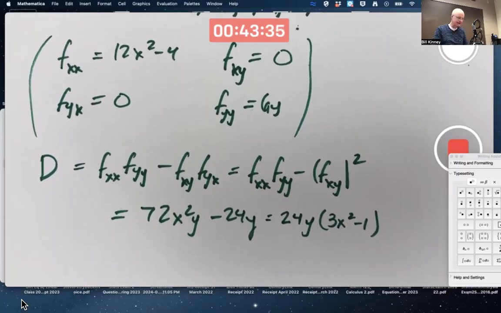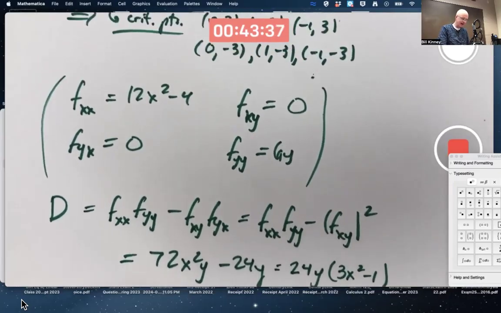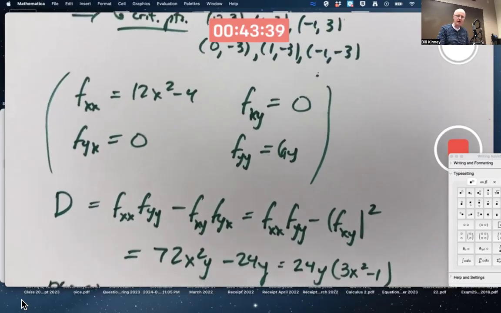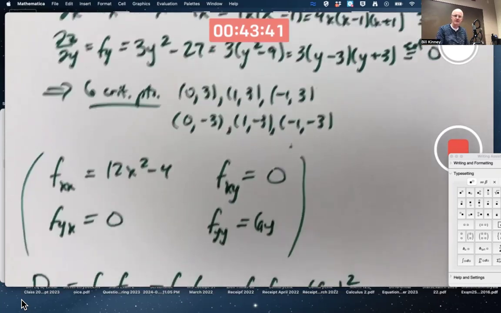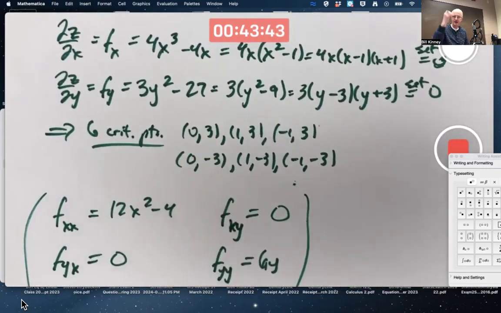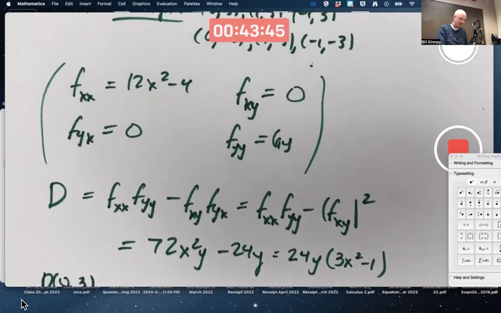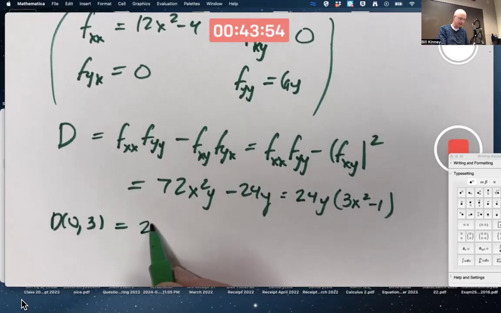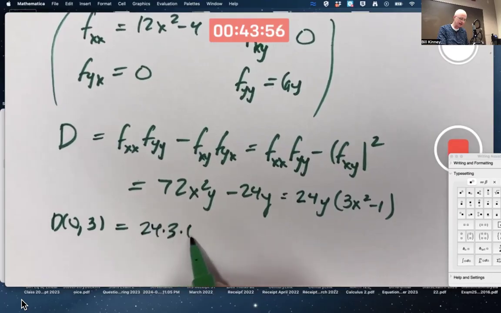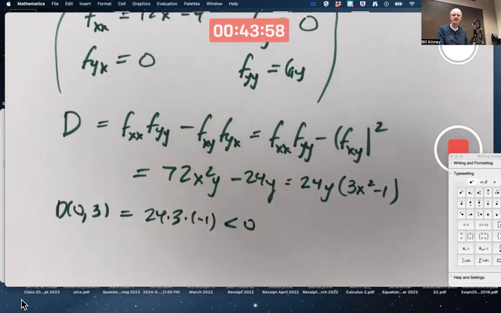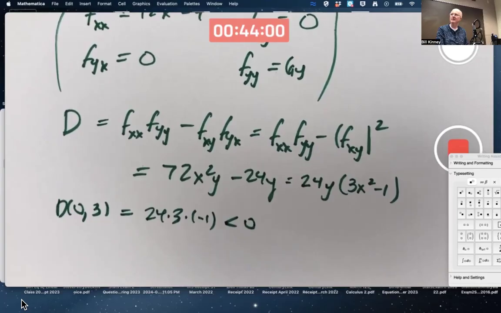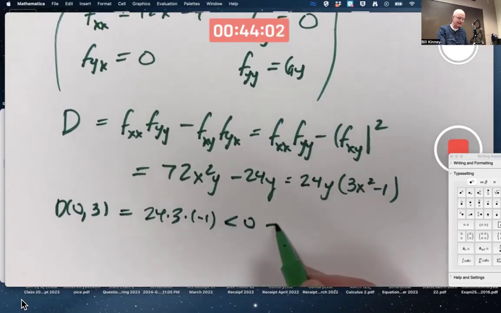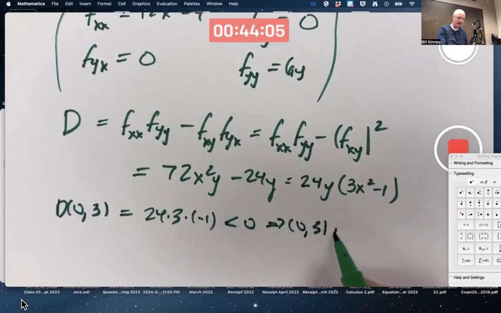So let's try some of the examples here. What's D evaluated at 0, 3, for example? You plug in critical points here. 0, 3 was the first critical point. You don't plug in other points, just plug in critical points. X is 0, y is 3. If I use the second formula, I get 24 times 3 times negative 1. Negative 72. But the important thing is that it's negative. That means 0, 3 is a saddle point.